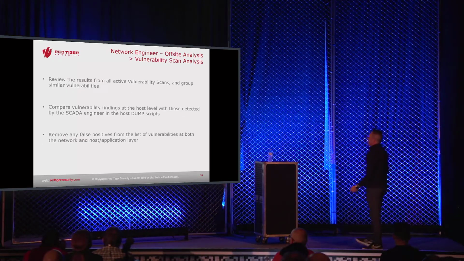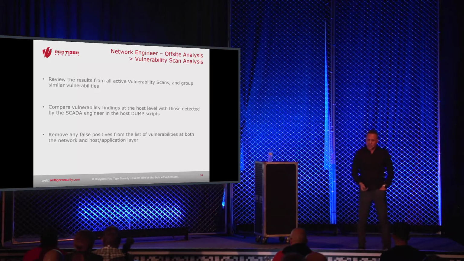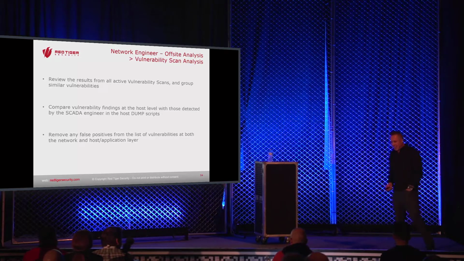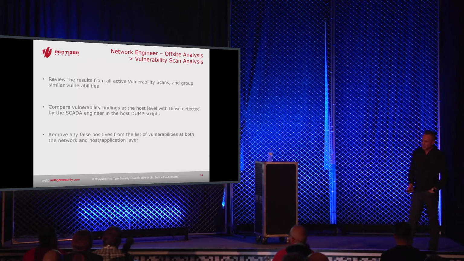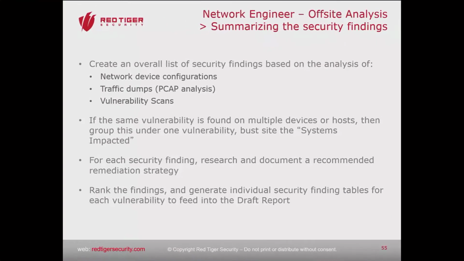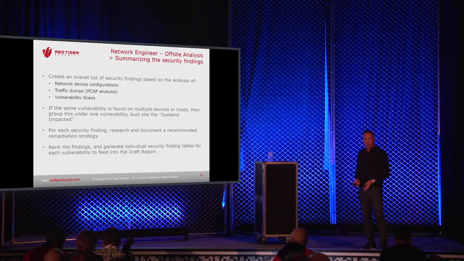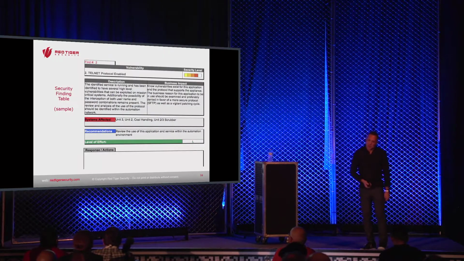We're also going to take the results from any vulnerability scans, if we were allowed to scan any systems with vulnerability scanners, and add that to a list of vulnerabilities. And then summarize the findings on the network side based on the device configuration gaps, the traffic dumps, and the vulnerability scan. That's going to give us a holistic picture of the network side. How are the network devices configured, and how is the infrastructure communicating?